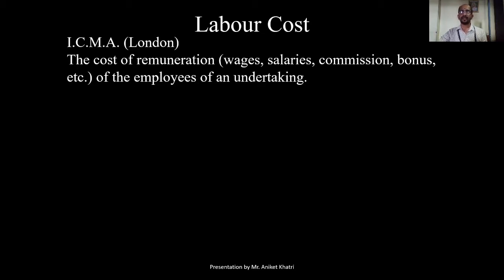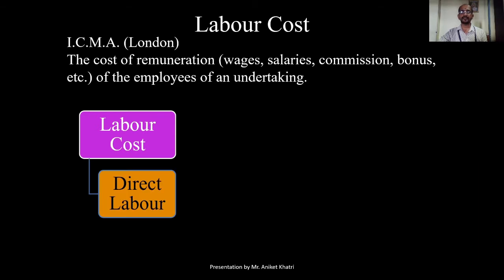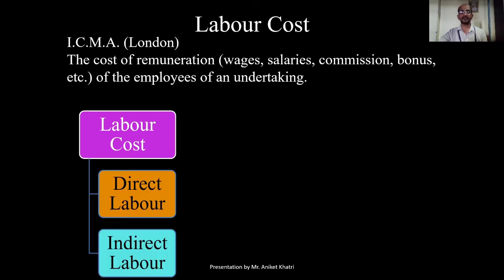Basically, whenever there is a manufacturing activity and there is a conversion of raw material to finished product, whatever amount is paid for human effort for this conversion will be covered under the head labor cost. This labor cost is again divided into two parts. One is direct labor, and second is indirect labor. Let us see direct and indirect labor.